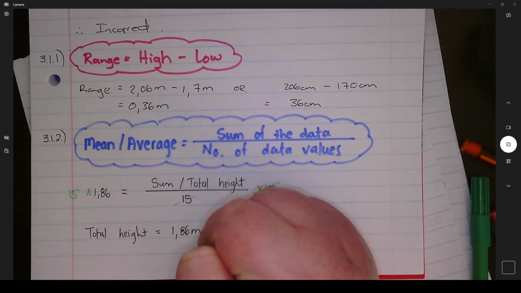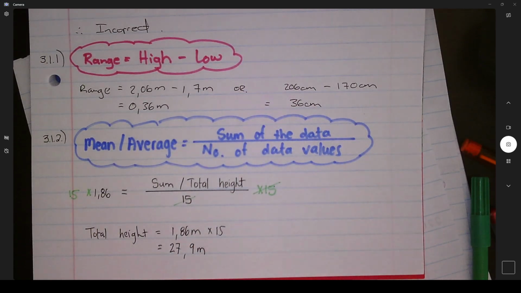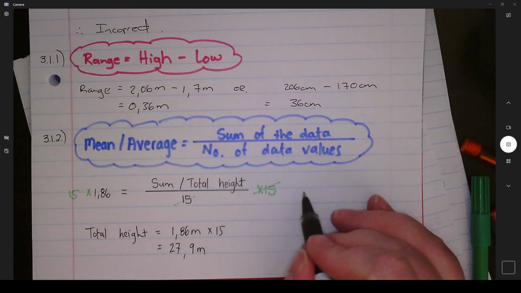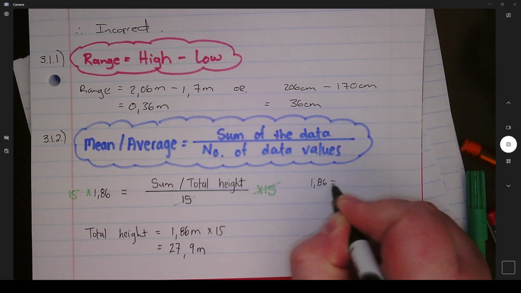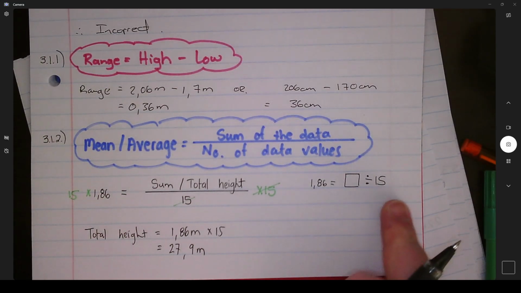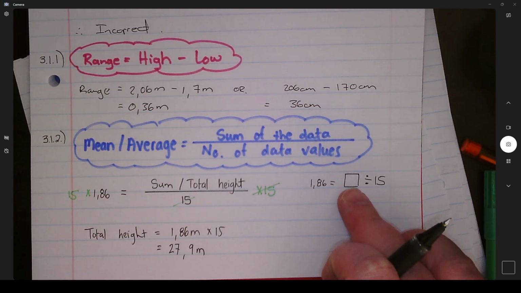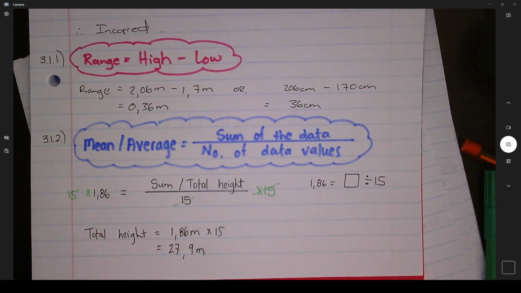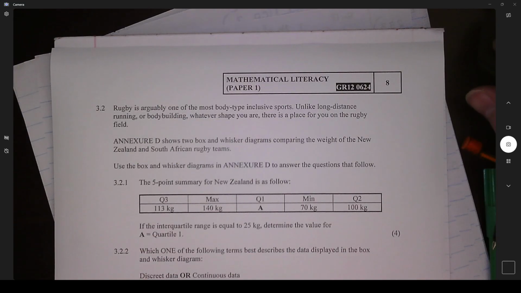So the total height was 1.86 meters multiplied by 15, which is 27.9 meters put together. If you're unsure why we're doing this, we have an answer on this side equal to what we're looking for divided by 15. So to reverse the operation to get the missing value alone, we need to do the inverse operation, which is multiply by 15.